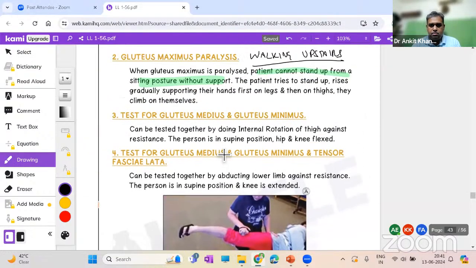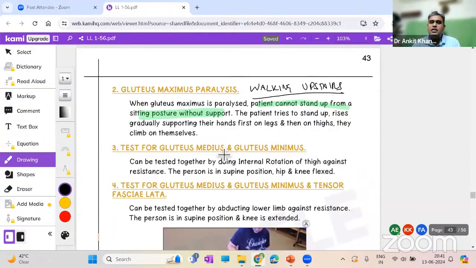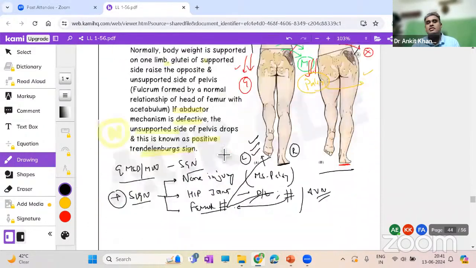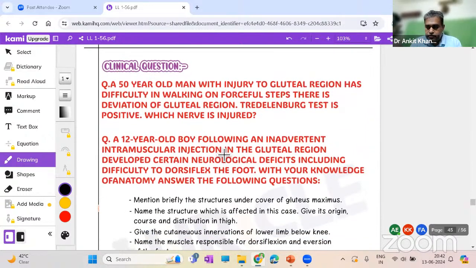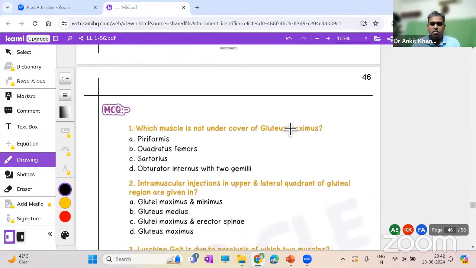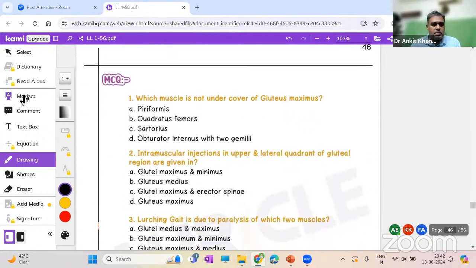You can test the muscles. I just said how to test this: ask the patient to do the action against resistance. As simple as that. Now some clinical questions. A 50-year-old with injury to the gluteal region has difficulty in walking on forceful steps. There is deviation of the gluteal region. The Trendelenburg test is positive. You know which nerve they're talking of: the superior gluteal nerve. Let us try to do some MCQs.